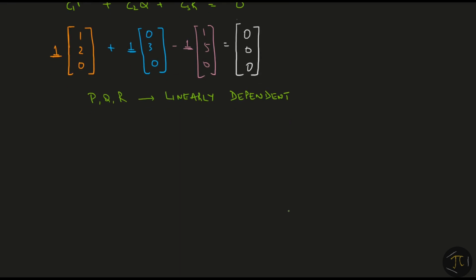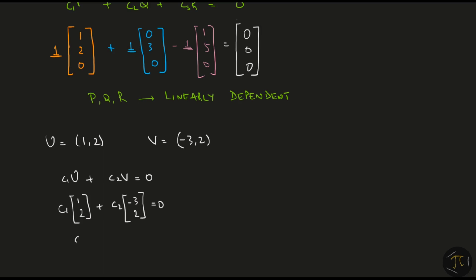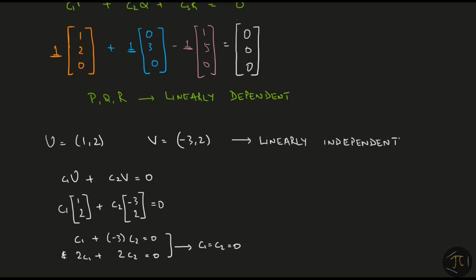If you wish to check for linear independence of u and v, you want to try to find c1 and c2 such that c1u plus c2v equals 0. That is, you need to find the values of c1 and c2 from these two equations. The only solution to these equations is c1 equal to c2 equal to 0. And so these are linearly independent vectors.